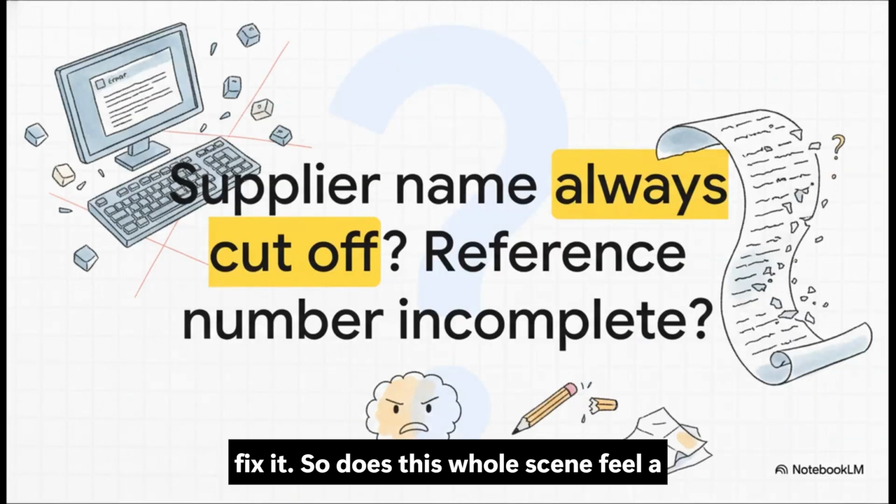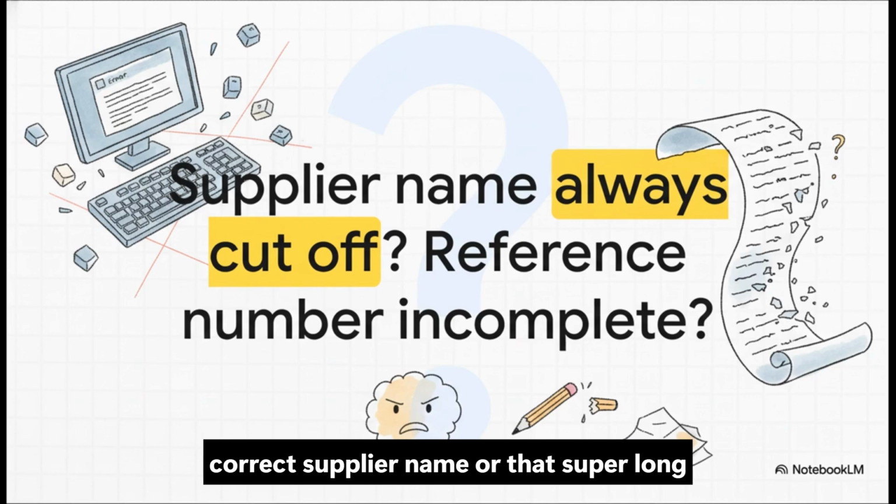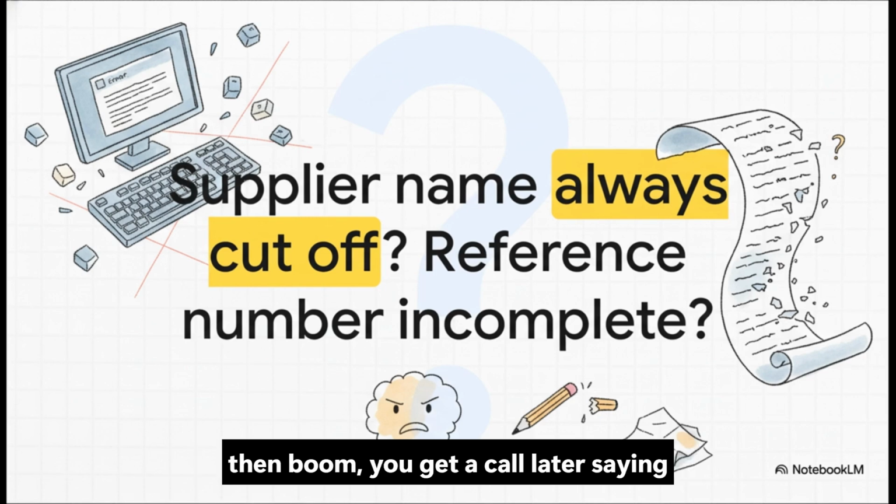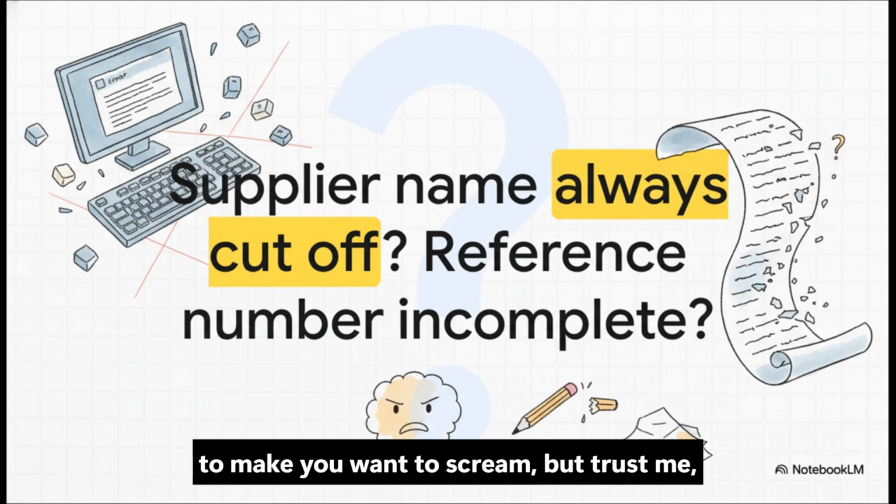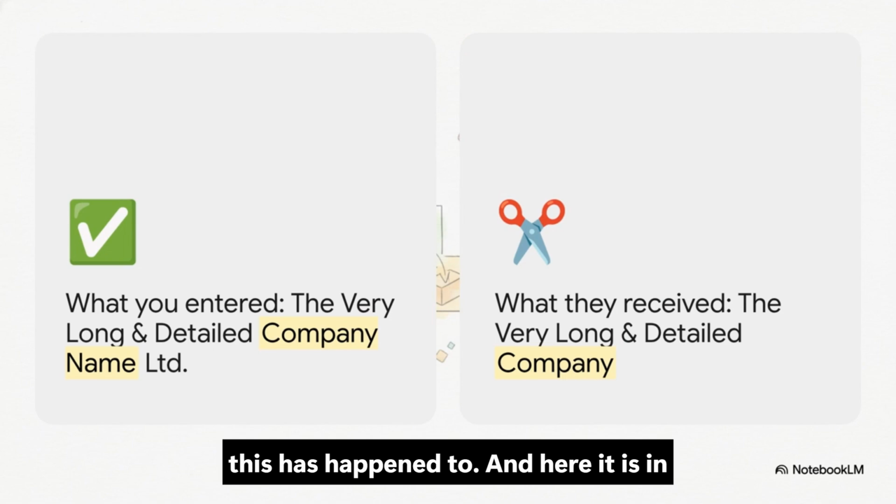So, does this whole scene feel a little too familiar? You type in the full, correct supplier name or that super long purchase order number. You hit enter, and then boom, you get a call later saying the information's incomplete. It's enough to make you want to scream, but trust me, you are definitely not the first person this has happened to. And here it is, in black and white.